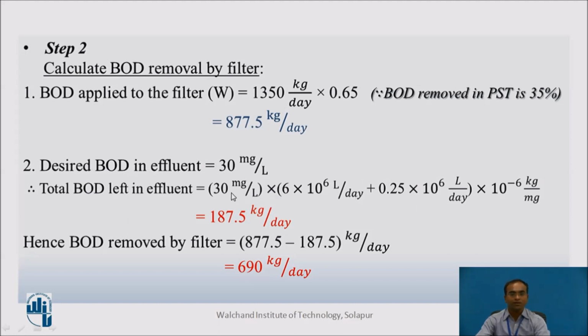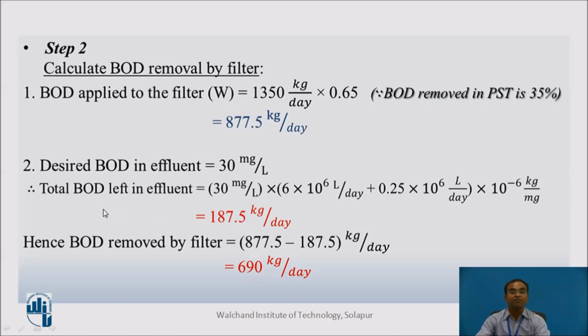Multiplying BOD in the form of mg per liter to the total discharge will give the value in mg per day, and we will be converting to kg by multiplying by 10 raised to minus 6. So we will be getting the result in kg per day. By doing this calculation, we get the total BOD as 187.5 kg per day.